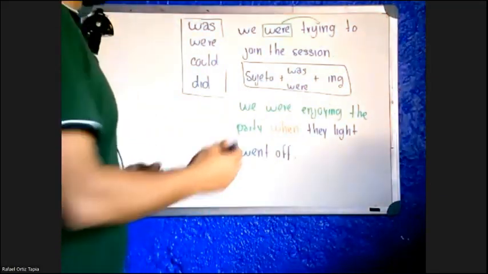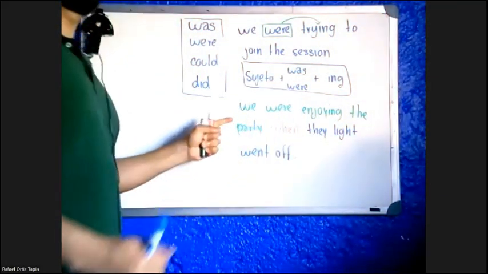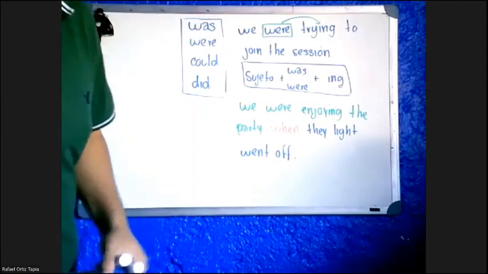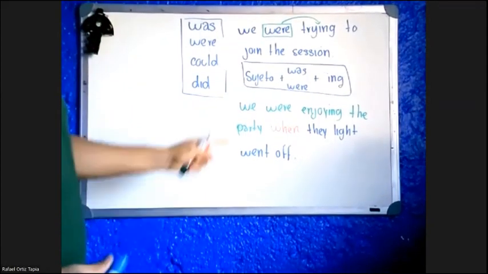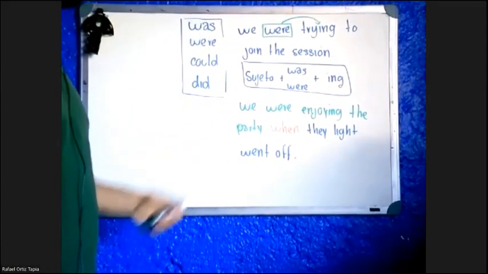So what am I saying here? What does it say here? So who's here? Rebecca. What does it say here? We were enjoying the party when the light went off. Estábamos disfrutando la fiesta cuando la luz se apagó.